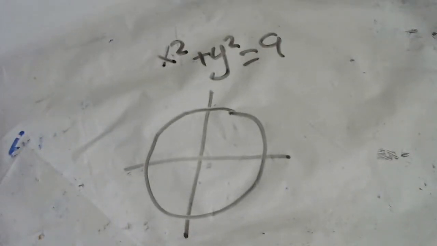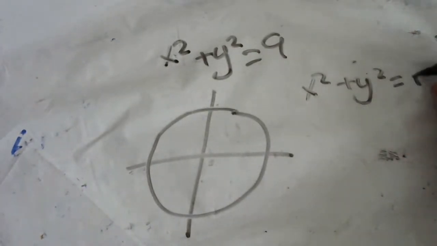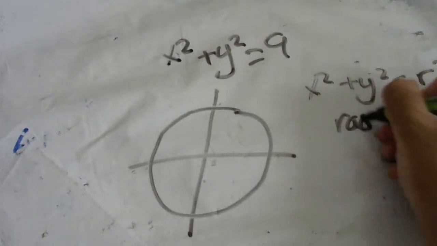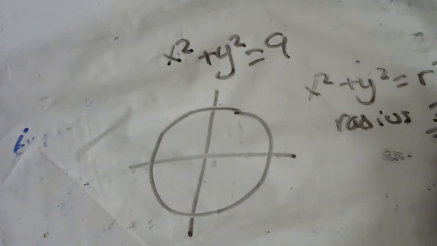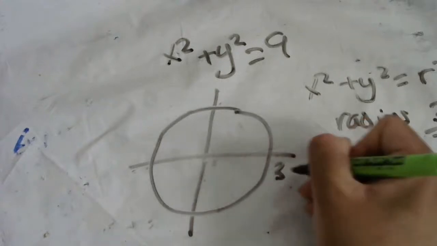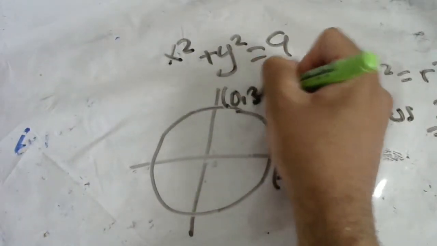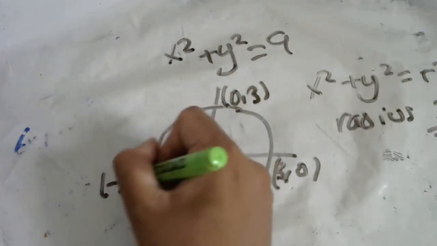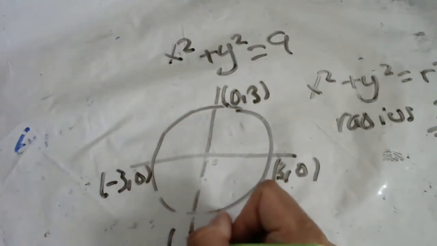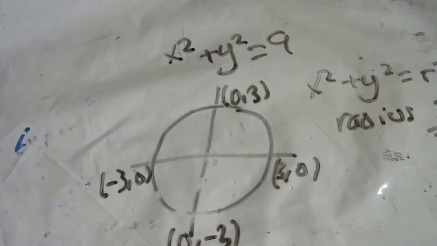What coordinates does it go through? I've got x squared plus y squared equals r squared. So the radius is going to be 3. The formula for a circle is x squared plus y squared equals r squared. The radius is always just the square root of the number. So I know if this is 0, 0, that's going to be 3, 0. That's going to be 0, 3. That's going to be minus 3, 0. And that's going to be 0, minus 3. Okay, so that will be 5 points.